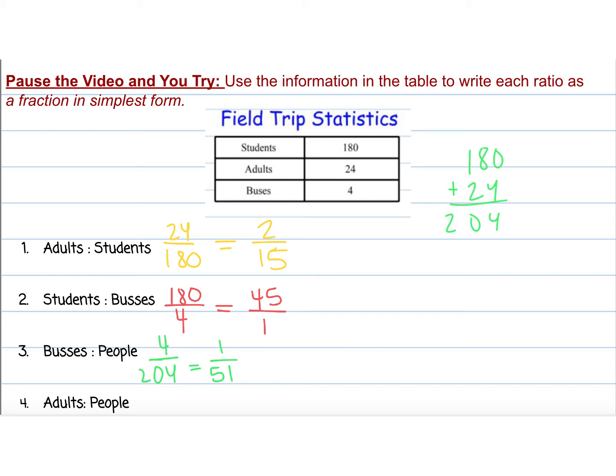Last one, adults to people. So there's 24 adults. People is second. Again, that's everybody, both adults and children. So that was our 204. And when we simplify that, they are both divisible by 12. So 24 divided by 12 is 2, and 204 divided by 12 is 17. So there's 2 adults for every 17 people.